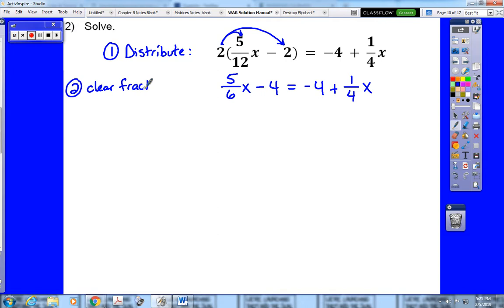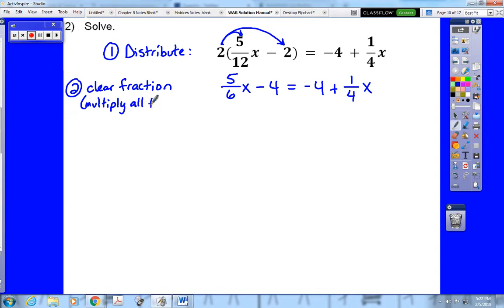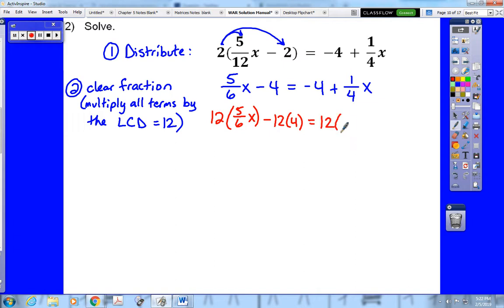And we're going to do that by multiplying everything by what would be the least common denominator, which for 6 and 4 would be 12. 6 times 4 is 24. That number would work as well, but we really would like to use the smallest number. So we're going to do 12 times 5 over 6x minus 12 times 4 equals 12 times negative 4 plus 12 times 1/4 x. Now again, we can use our calculator here to simplify, okay?